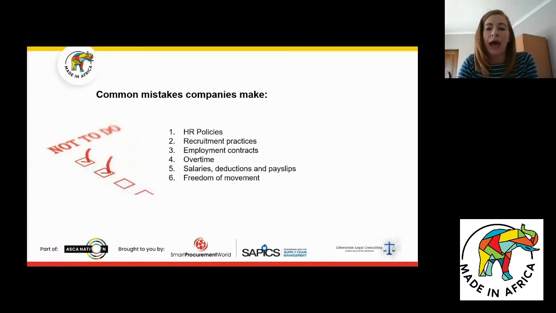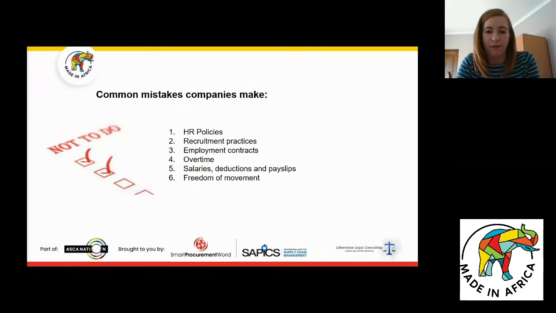Employment contracts. Inconsistent provision or lack of employment contracts is problematic. Every employee should be provided with an employment contract in a language that is understood by the employee before employment commences. The scope of work for which the employee has been recruited should be the same as the scope of employment contained in the employment contract and the actual scope of employment of such employee.